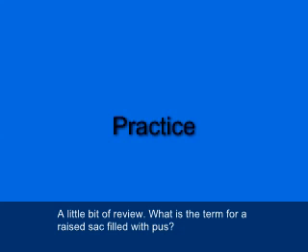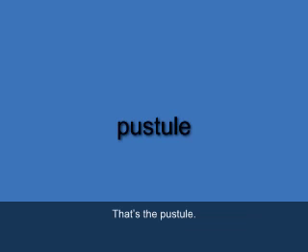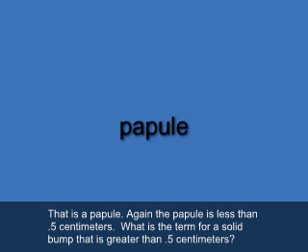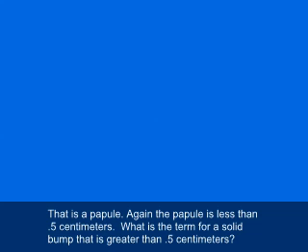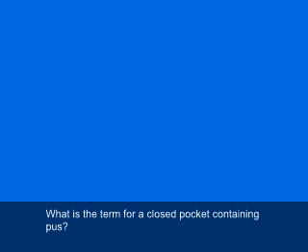Little bit of review here. What is the term for a raised sac filled with pus? That's the pustule. What is the term for a red bump that does not contain pus? That's a papule. And again, the papule is less than 0.5 centimeters. What is the term for a solid bump that's greater than 0.5 centimeters? That's the nodule. What is the term for a closed pocket containing pus? That's the abscess.